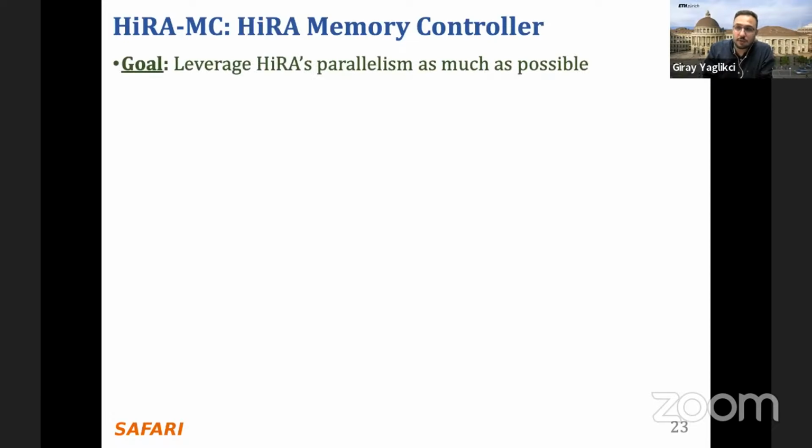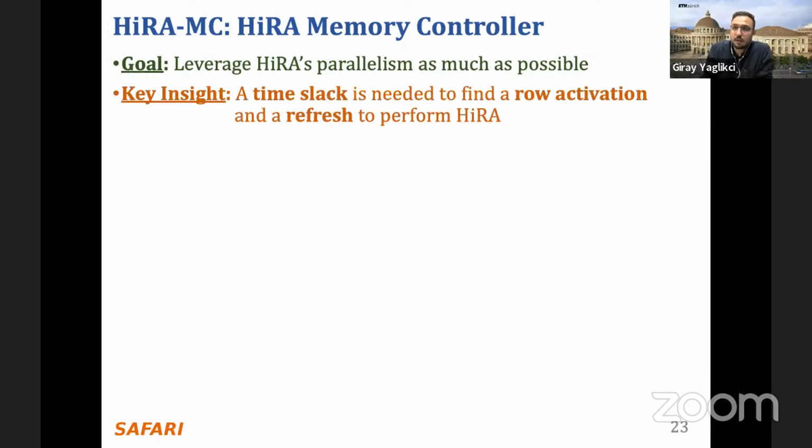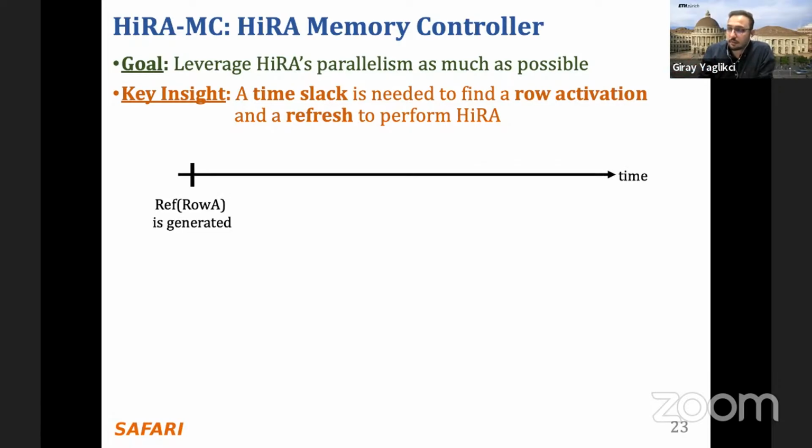The main goal of the HiRA memory controller is to leverage HiRA's parallelism as much as possible. It is based on the key insight that we need a time slack to find an opportunity of parallelizing a refresh with a row activation. So I will explain on a timeline again.